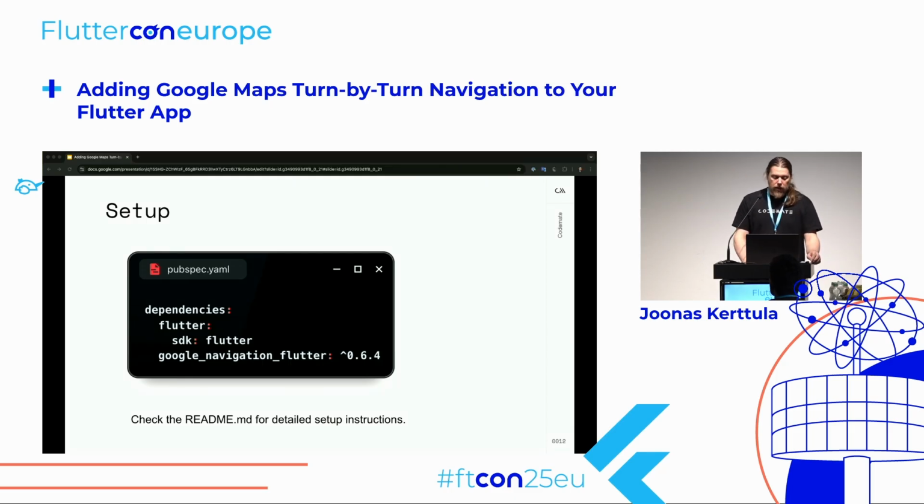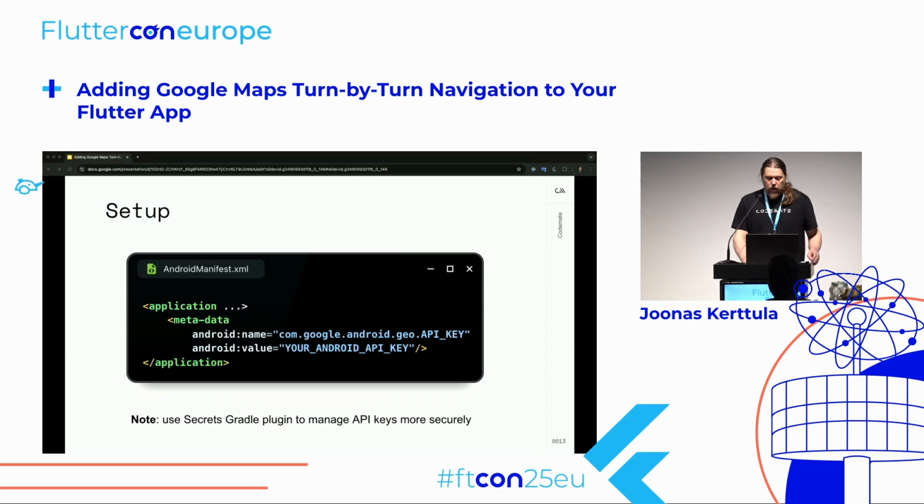You don't need to add other dependencies than this package, and always read the README file because it has a lot of setup instructions, but let's go through those in this talk as well. You have to put the Android and iOS Google Maps API keys. You should have a separate key for Android and iOS for security. Don't write those directly to the metadata. It's not a secure way to do that.